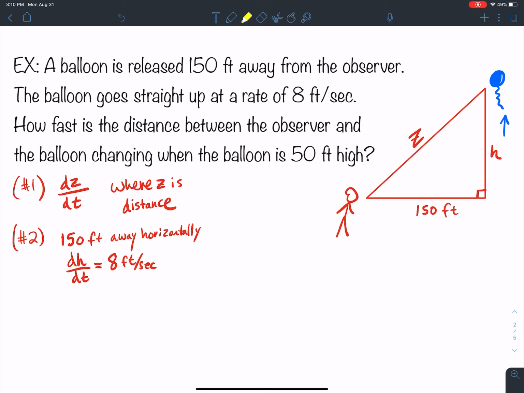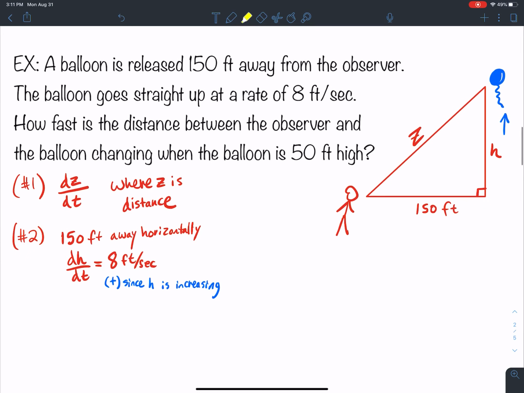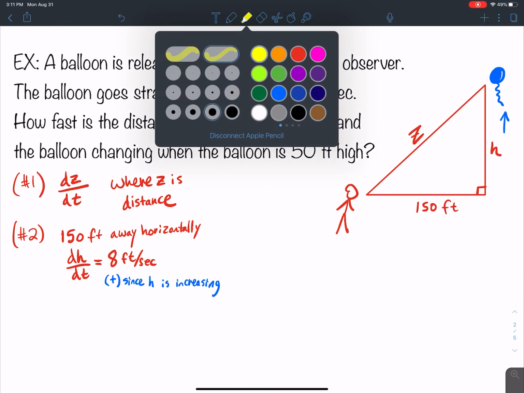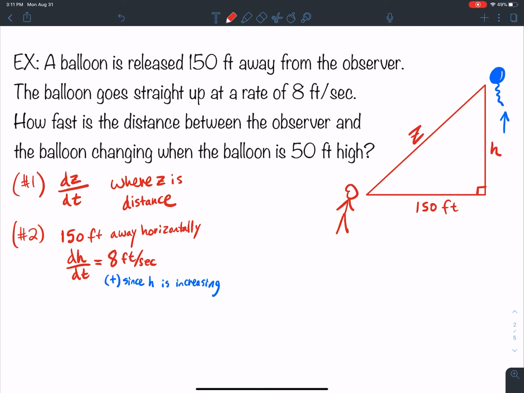Now, why is the number positive and not negative? Because the height is increasing. Okay, as the balloon goes up, the height gets bigger and bigger. So my derivative is positive. If I have a decreasing height, like instead of being a balloon, maybe it's like a lead balloon, right? That sucker's going to drop to the ground. Okay, so that would be a negative derivative. All right, what else do I know?